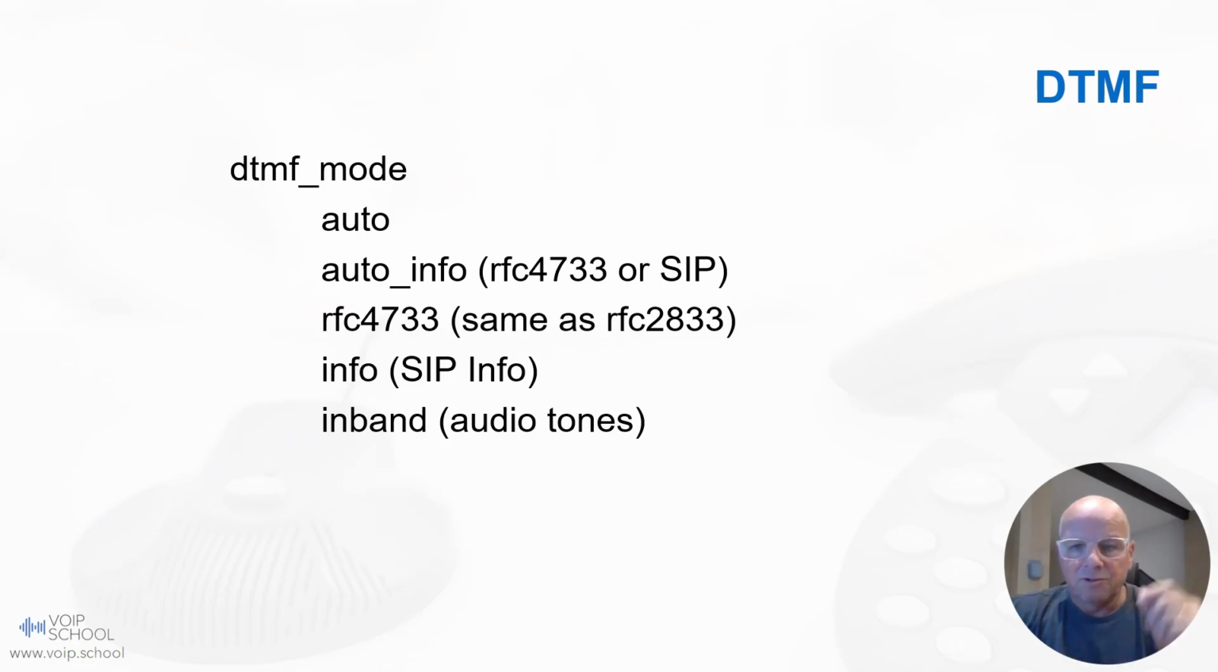Many times, to use, let's say, lines from banks where you have to press 1, 2, you need to have this set correctly. On chan_sip, we used to set the RFC 2833. RFC 4733, it's a newer version, but it's compatible with the old one. So you can use them interchangeably, but set on the PJSIP 4733. Info is SIP, and in-band is audio tones. You actually hear the tone.